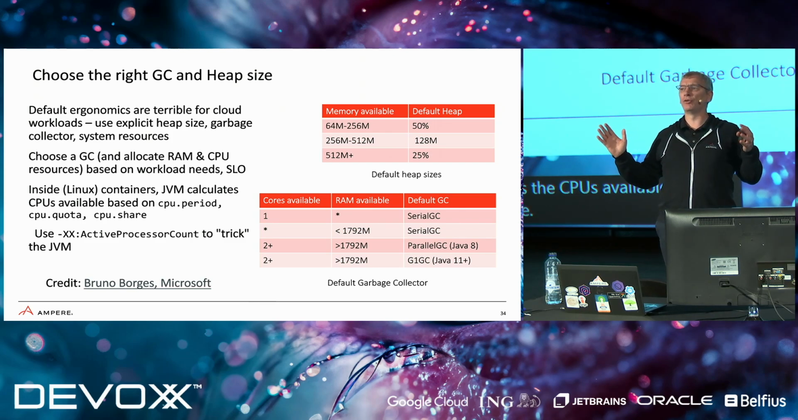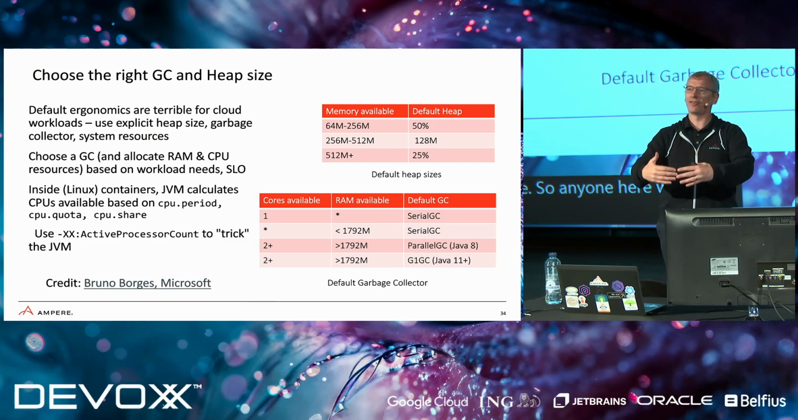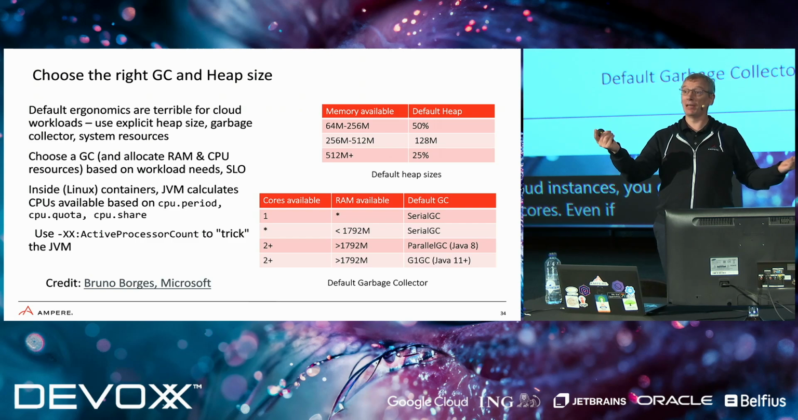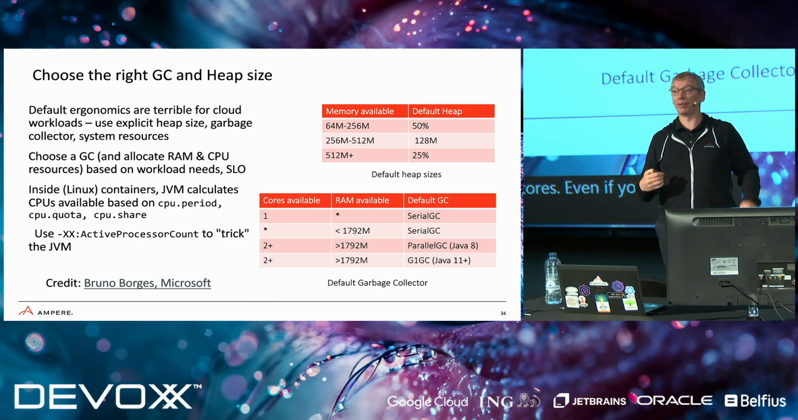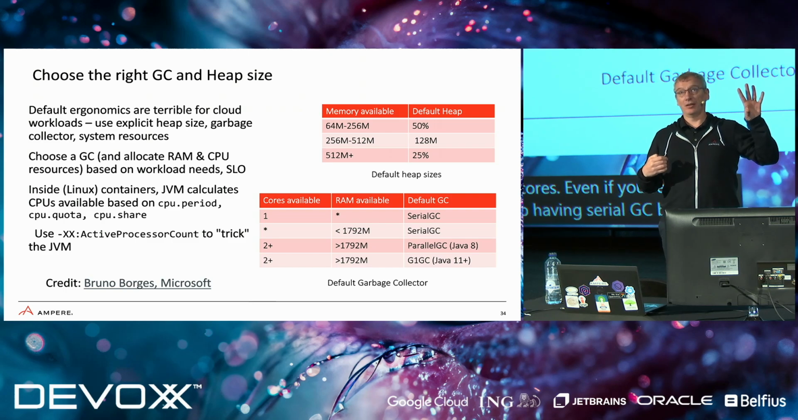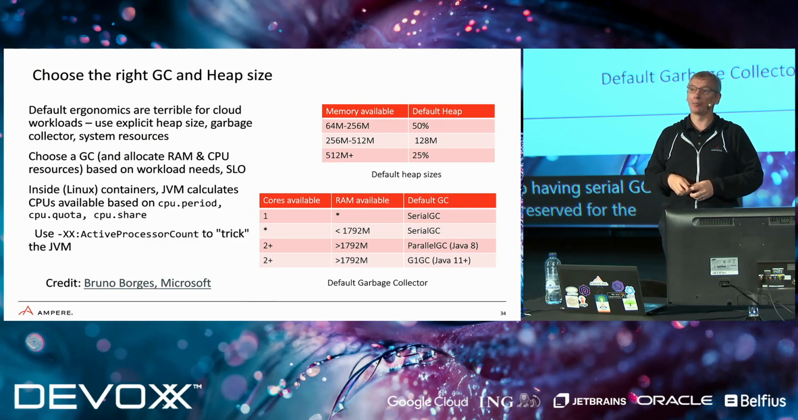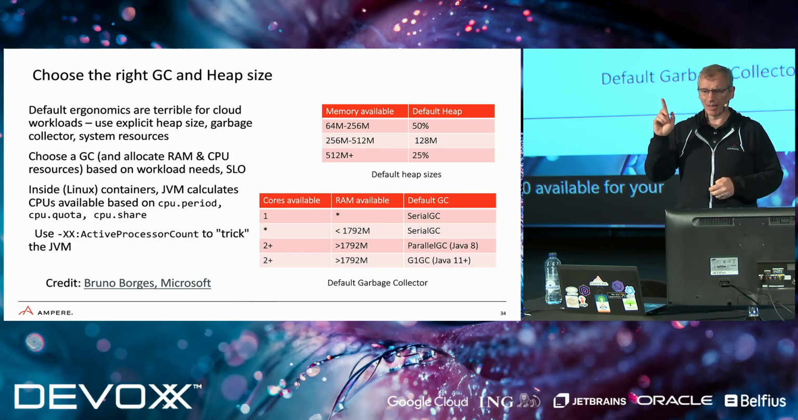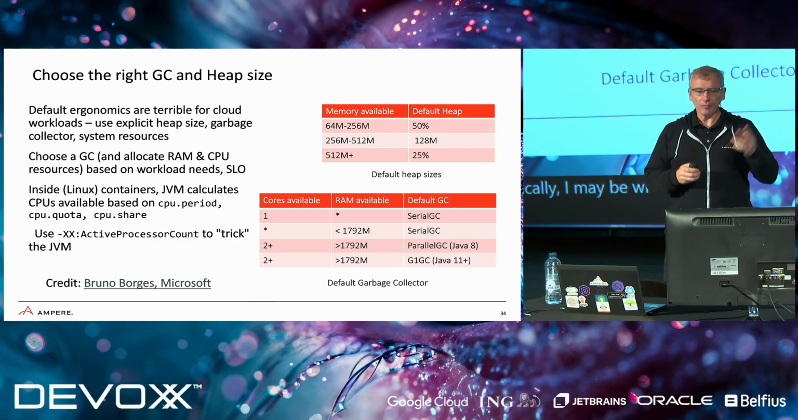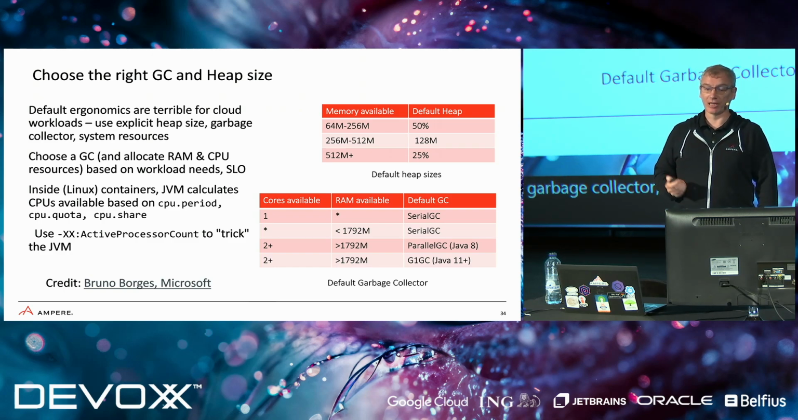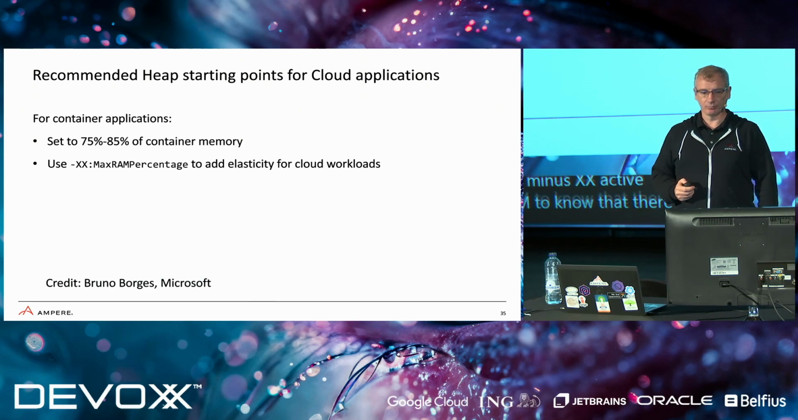So anyone here who uses Kubernetes knows that, like cloud instances, you give them a certain number of millicores. Even if you're giving 2,000 millicores, you can end up having serial GC because the number of millicores reserved for the garbage collector brings it to under 1,000 available for your program, basically. I may be wrong there, but choose the right garbage collector, choose the right heap size. You can use -XX:ActiveProcessorCount to trick the JVM to know that there's more than one CPU available, by the way.